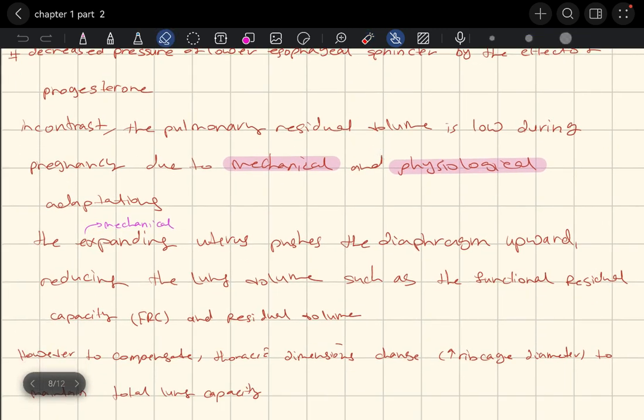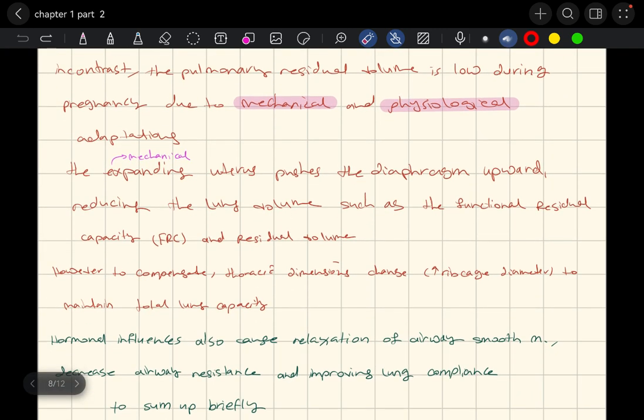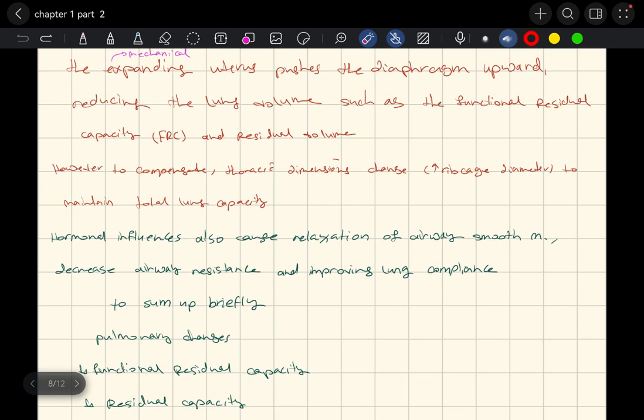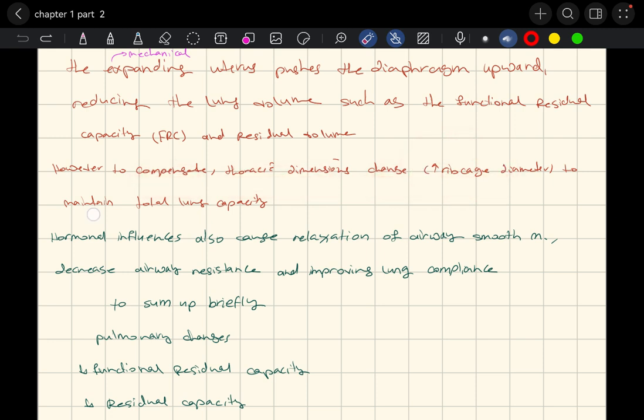In contrast, the pulmonary residual volume is low during pregnancy due to mechanical and physiological adaptations. Here we have the mechanical factor: the expanding uterus pushes the diaphragm upward, reducing lung volumes such as the functional residual capacity and residual volume. However, to compensate, thoracic dimensions change, which can cause an increased rib cage diameter to maintain total lung capacity.